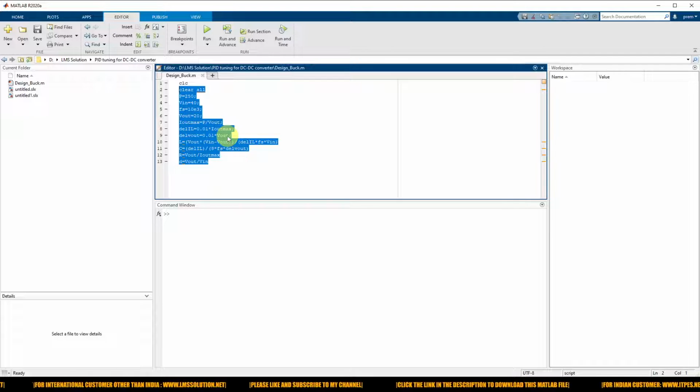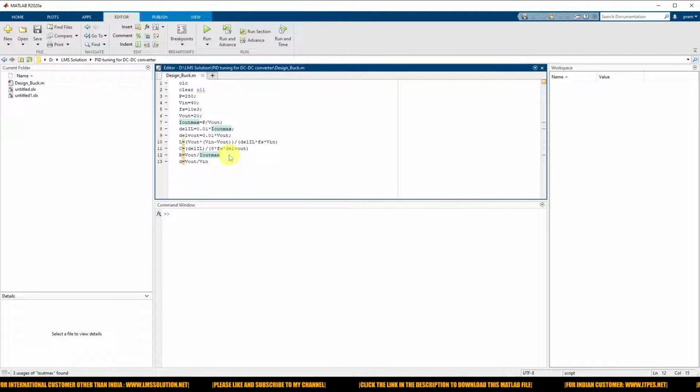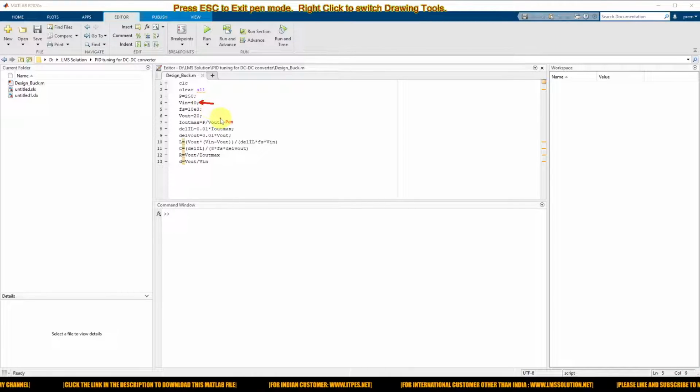So I'm going to design a 250 watts buck converter. So here we need to provide the power rating of the buck converter, and then we have to provide the input voltage. So I'm going to fix the input voltage of the converter as 40, and output voltage I'm going to fix 20, and then switching frequency of the buck converter is 10 kilohertz.